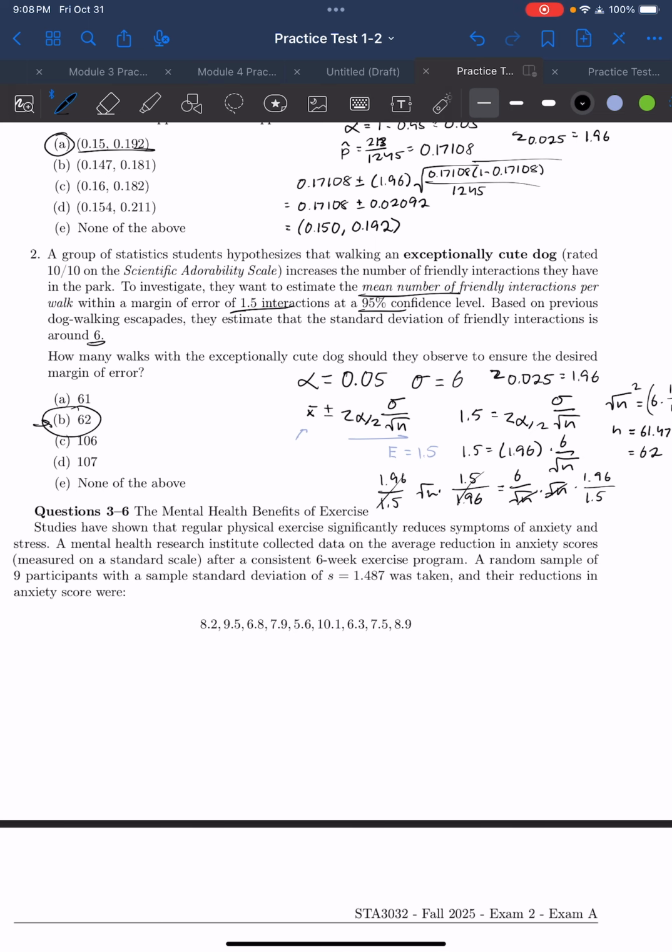And note that we want to round up, because if we round down, then our sample size will be slightly too small, and so we'll have a slightly higher margin of error, and we want to stay within that margin of error, so that's why we round up. So that's our answer for number 2.